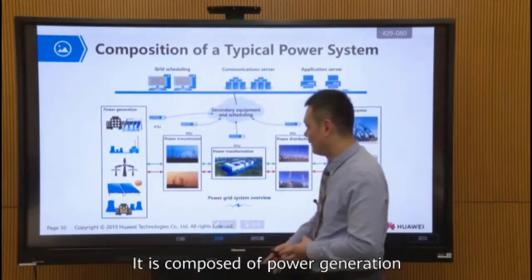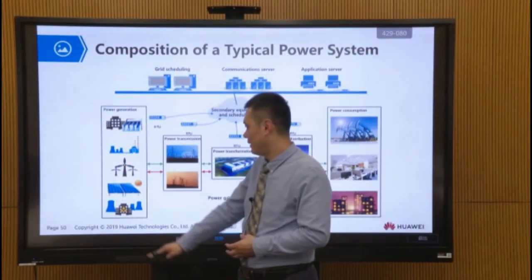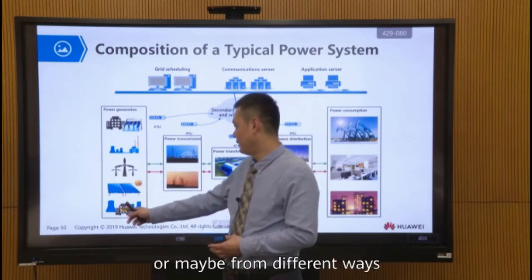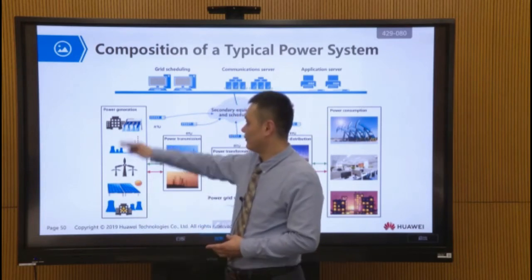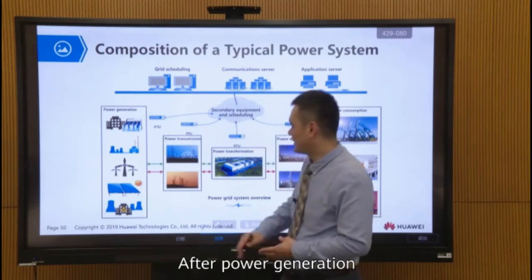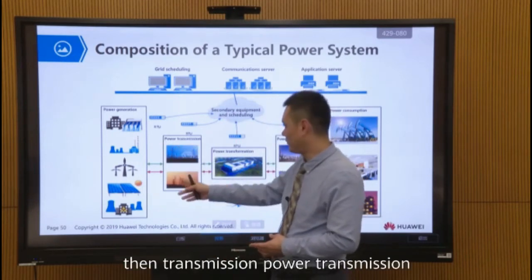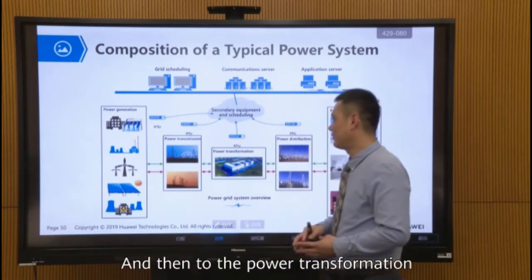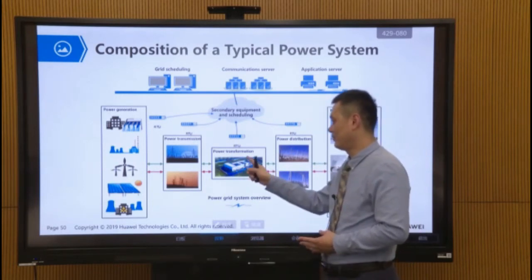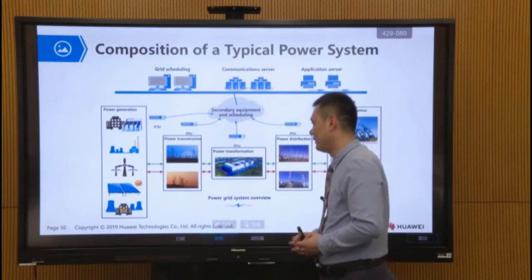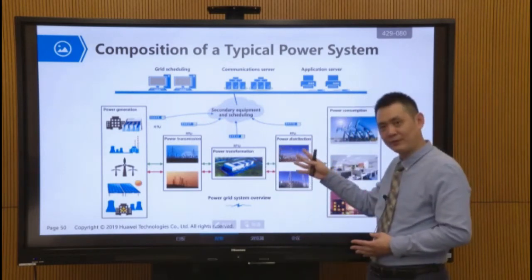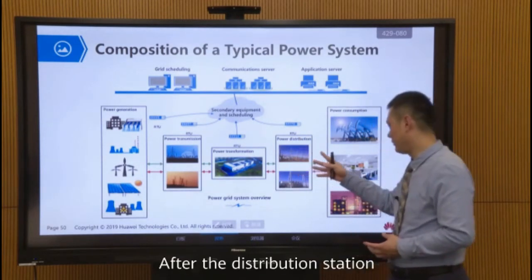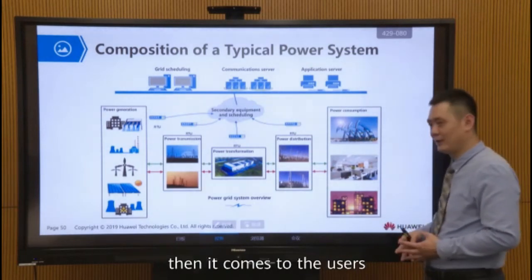It is composed of power generation. It may be from wind, or from solar, or from these different ways of power generation. After power generation comes power transmission, going through the high voltage line to the power transformation station. After this, it goes to power distribution. There are a lot of such distribution stations. After the distribution station, it comes to the users.